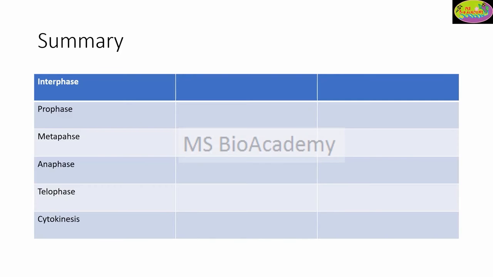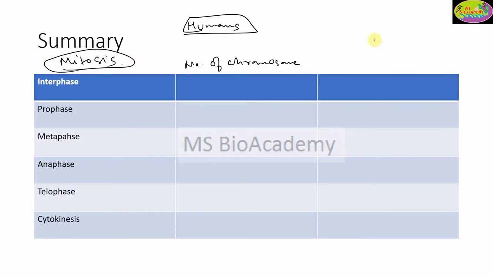Now if I summarize this in different phases, let's suppose for human beings the number of chromosomes is being asked in the questions. So how will you say what is the number of chromosomes and the number of sister chromatids? Let's take in this column the number of chromosomes, and this is during mitosis only we are talking about. We are not taking meiosis into consideration here. We'll talk about meiosis in the next video. And this column is the number of chromatids.